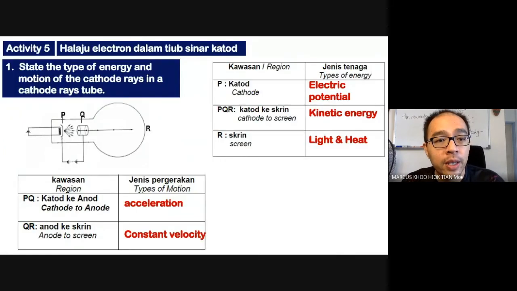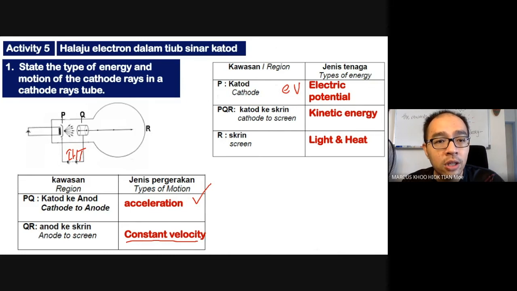Okay, so from cathode to anode, the motion is acceleration. From cathode to anode, it will be accelerated because of the EHT over here. When it goes from the anode to the screen, it will maintain a constant velocity. Now at P, the type of energy is electric potential energy, eV.